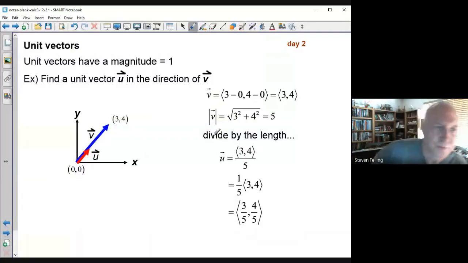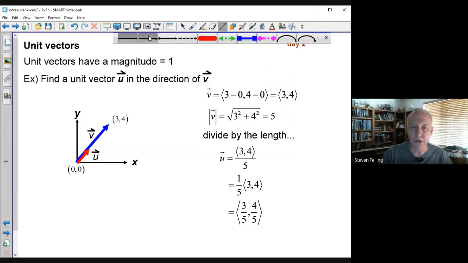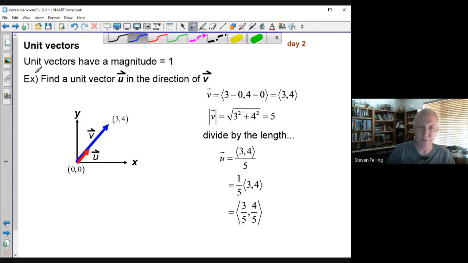Okay, so now it should be presenting the screen with the lesson. We're going to pick up where we left off yesterday, and we're going to talk about unit vectors. So a unit vector is simply a vector that has a magnitude of 1. That's all a unit vector means. It has 1 unit of magnitude. Unit vectors have a magnitude of 1.